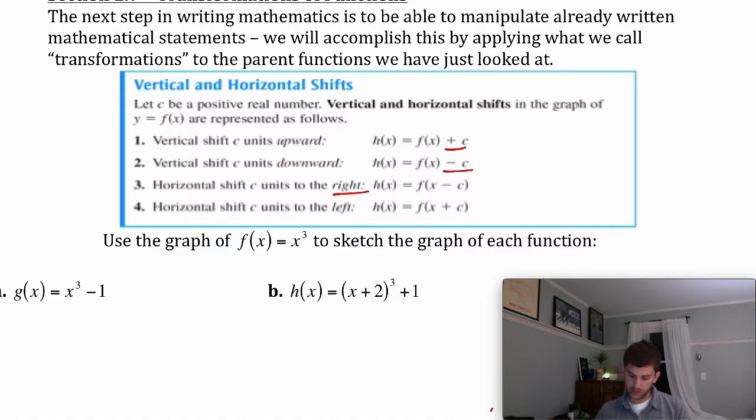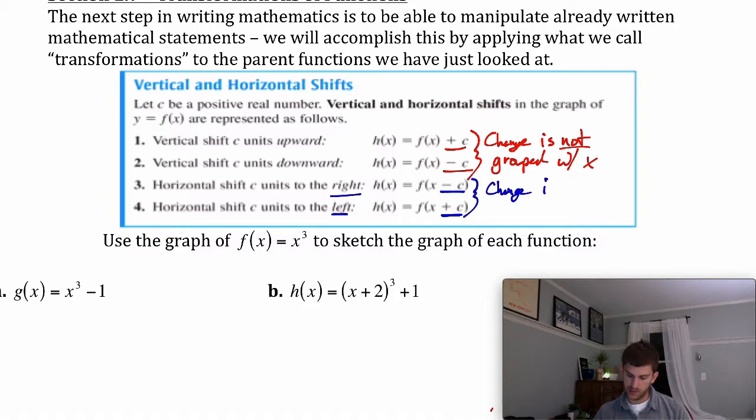If we're shifting C units to the right, let me actually color code this. If we're shifting to the right, we're going to be subtracting C from the x's, each and every x. And for the left, we're going to be adding the C value to the x's. So just adding a little bit of detail here. For the vertical change, that C value, whatever we're adding or subtracting, is not grouped with x. And for the horizontal changes, you'll see the change is inside of the group with x.